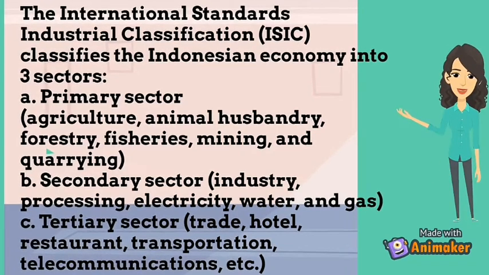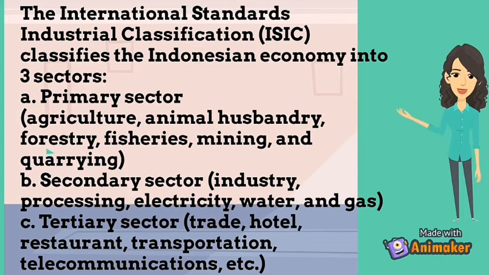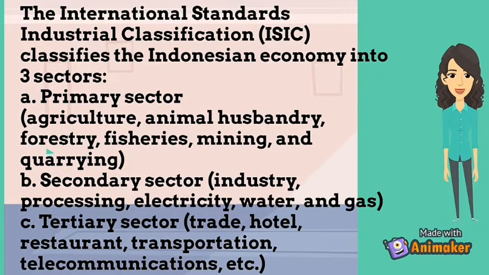International Standards Industrial Classification, ISIC, classifies the Indonesian economy into 3 sectors. A. Primary sector: agriculture, animal husbandry, forestry, fisheries, mining, and quarrying. B. Secondary sector: industry, processing, electricity, water, and gas. C. Tertiary sector: trade, hotel, restaurant, transportation, telecommunications.